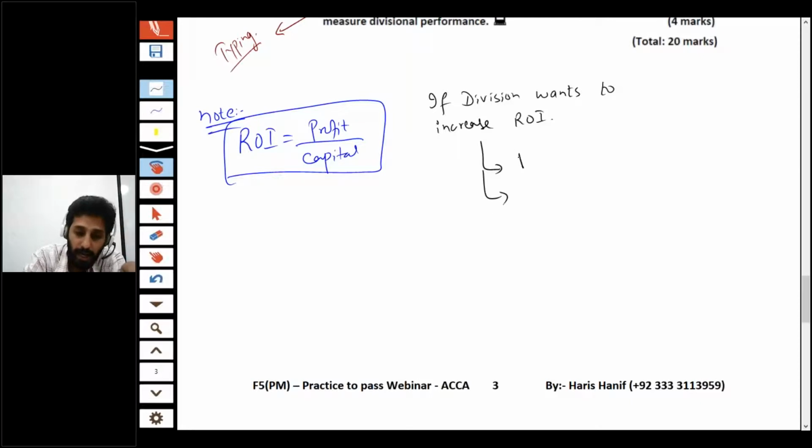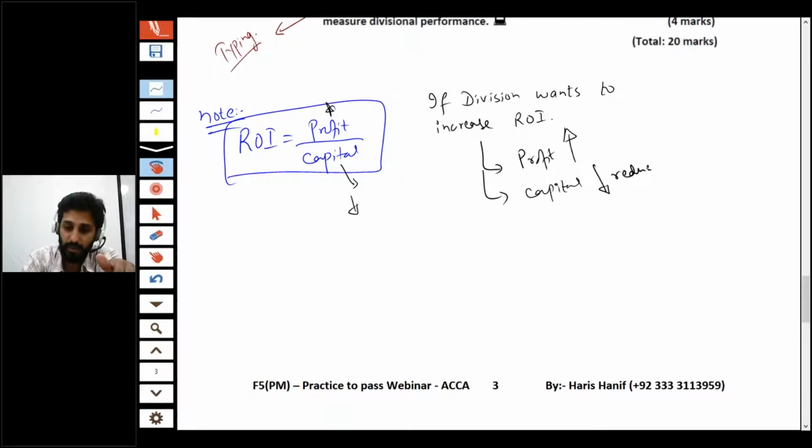Number one, either increase the numerator, that is profit, I mean increase, and capital should be reduced. Why? Because when the capital base is shrunk, now your ROI would be increasing. This is a very simple mathematical game, when capital is reduced and your profit is increased.